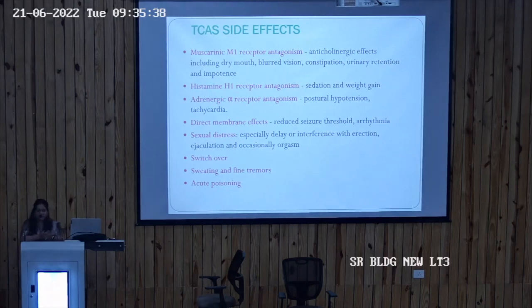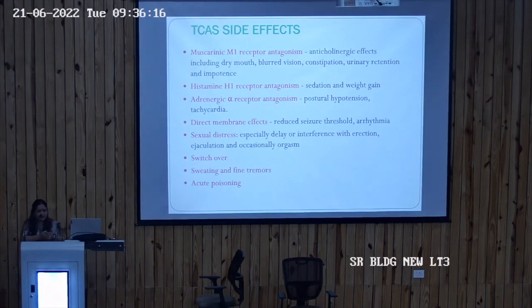Acute poisoning can occur. कोई depressive patients may take lot of pills of antidepressants, so they are prone to go for acute poisoning, which may have all these symptoms: anticholinergic, direct membrane effect, lower seizure threshold, and alpha blocking activity or H1 blocking activity. तो आप कैसे रिवाइव करोगे उस पेशेंट को? पॉइजनिंग में है, क्या दोगे? IV sodium bicarbonate.